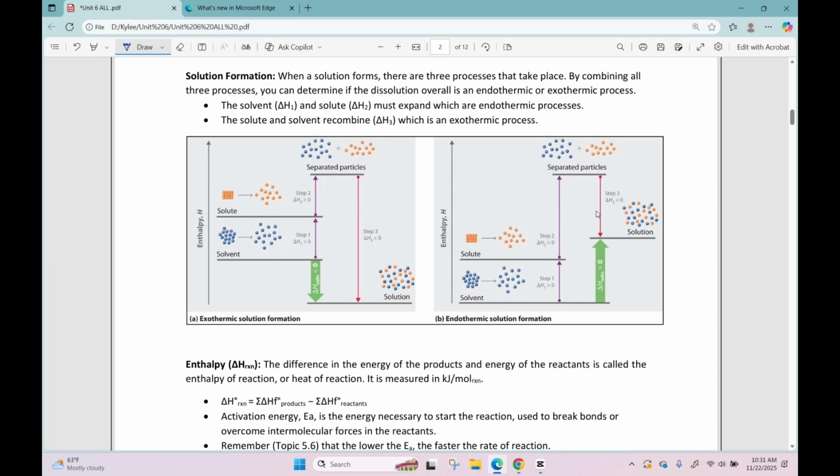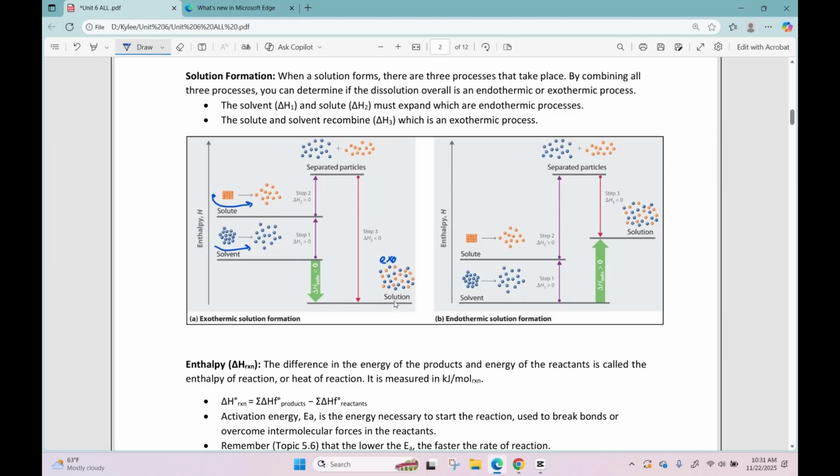And so in step 1 and 2, the solvent and solute must expand. Here in this diagram, we see the solute being broken apart. So anytime we're separating particles, that's going to take energy. And then same thing with our solvent expanding. That's going to require energy. And then they will combine together. And when they combine together, remember that's exothermic.